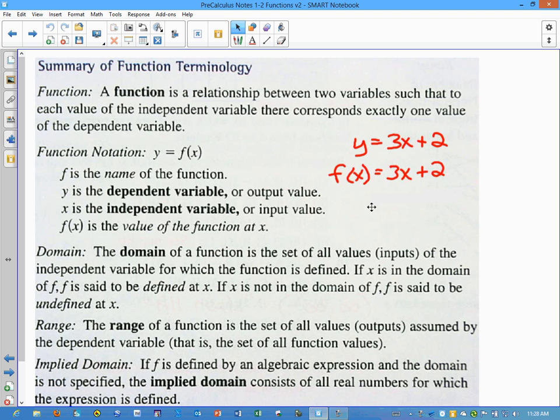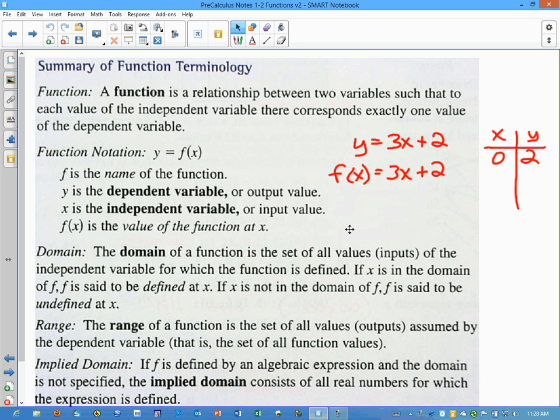So if you wanted to find some values, or you wanted to plot this, one thing you can do is make a table of values. And you can think of functions as little if-then statements. In other words, if x is 0, then I would substitute 0 in for x. 3 times 0 is 0, plus 2 is 2, so y would be 2. This gives us an ordered pair that we can plot, and that point would be on the graph of this function.